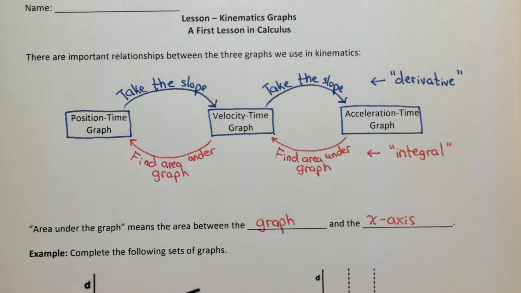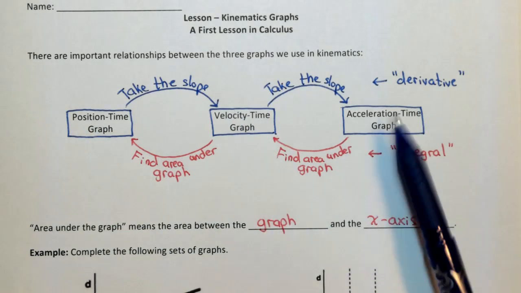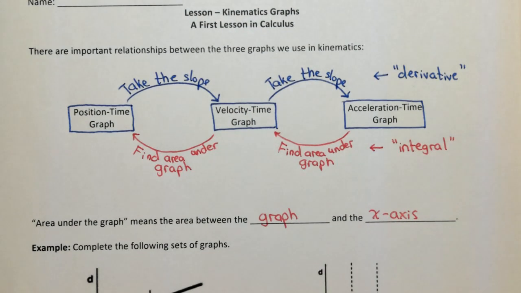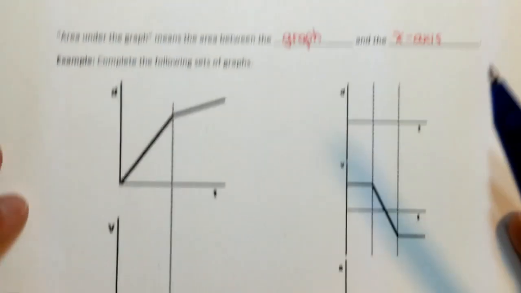Okay, so what we're going to do is look at a set of graphs where I have a position graph, a velocity graph, and an acceleration graph. And we're going to try to use the information in some of these graphs to fill in the others.